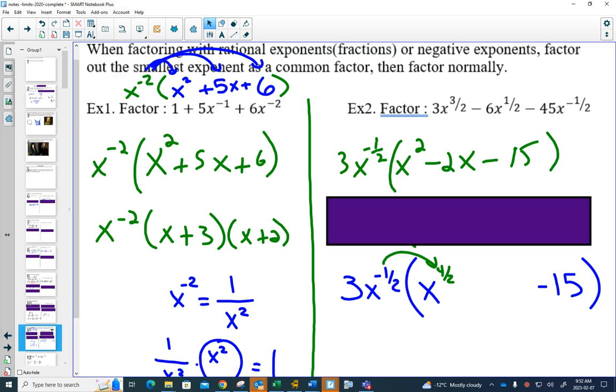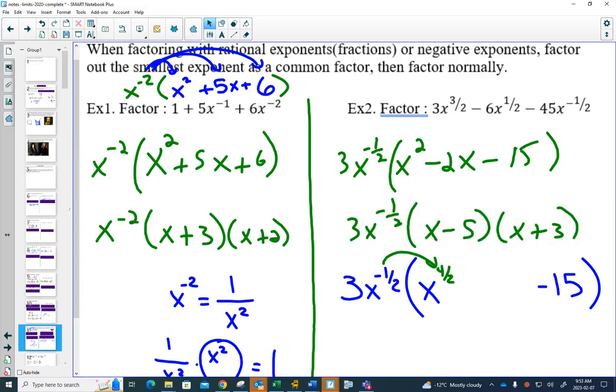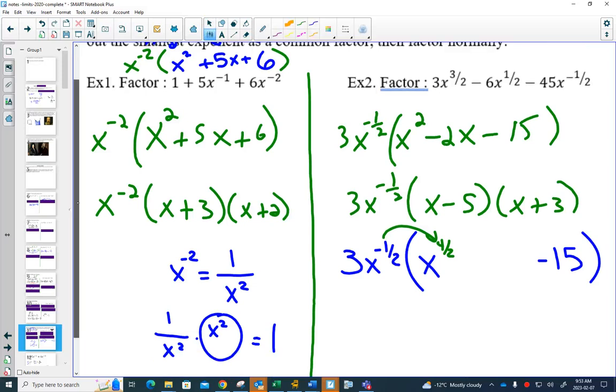So if we take out the 3x to the negative a half, then we're left with x squared minus 2x minus 15, which factors nicely to this. Oh, very good. That's kind of exciting. You can factor other fun things, right?